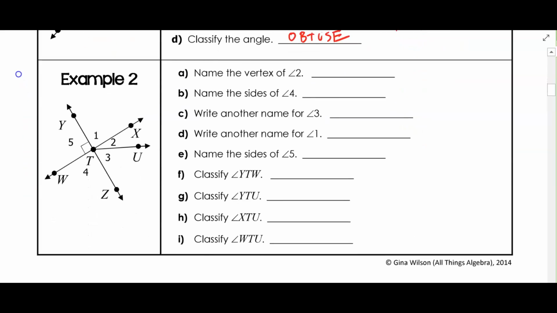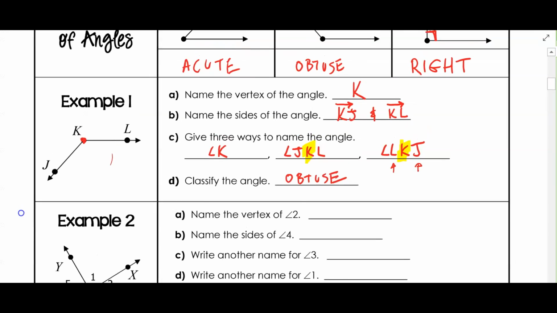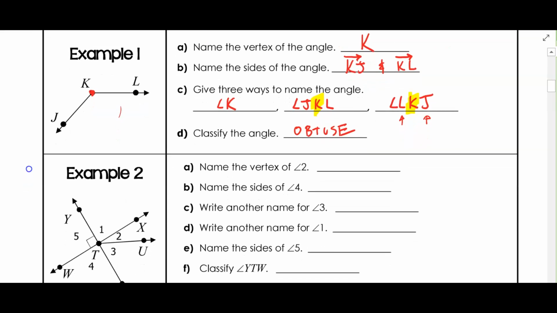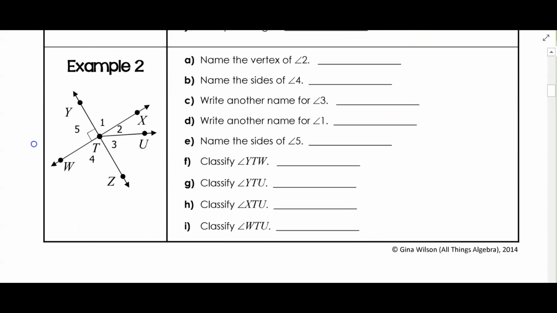Alright, moving on to example 2. So if you paused and then you restarted to check yourself, make corrections if you need to. If not, that's great. Again, if you want to pause for example 2 and see if you want to figure these out on your own. Alright, so name the vertex of angle 2. So angle 2 is right here, and then the vertex is going to be point T. Name the sides of angle 4. So angle 4 is over here. So the two sides are going to be ray TW and ray TZ.